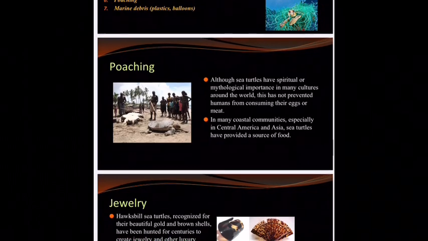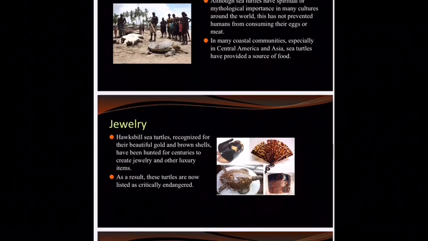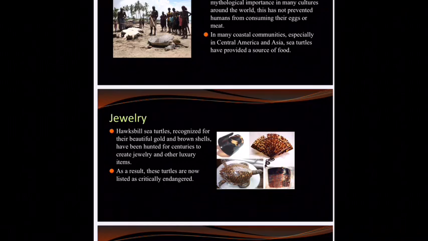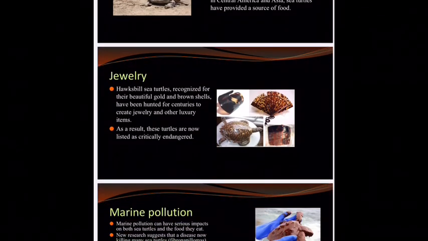Some of the reasons people poach them is not just for their meat, which might serve a whole community for a source of time, but apparently their eggs are quite tasty too. The hawksbill sea turtle is an endangered species mostly because of its really pretty shell, and they make all sorts of jewelry out of it. So they are actually listed as critically endangered.